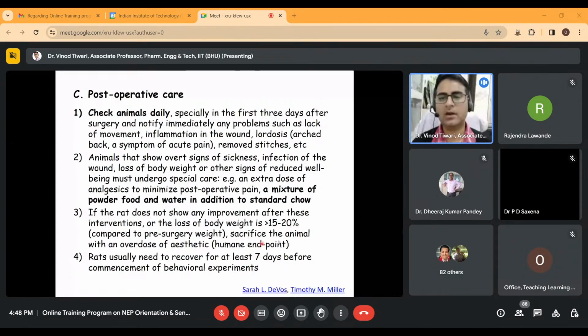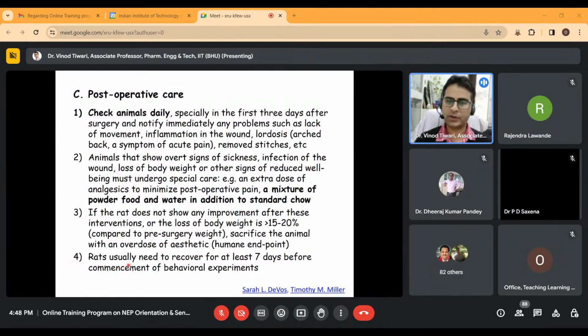These kind of animals are supposed to be sacrificed with an overdose of the anesthetic form. And this is known as a humane endpoint, because they are not recovering, they are suffering because of some surgical procedures or infections or some other issues. So these kind of animals should be humanely sacrificed under deep anesthesia. So we also call it euthanasia.